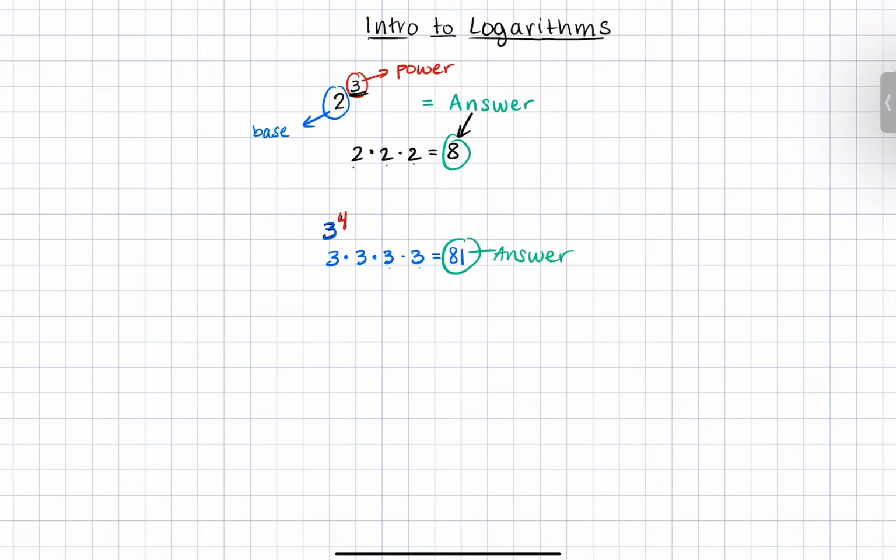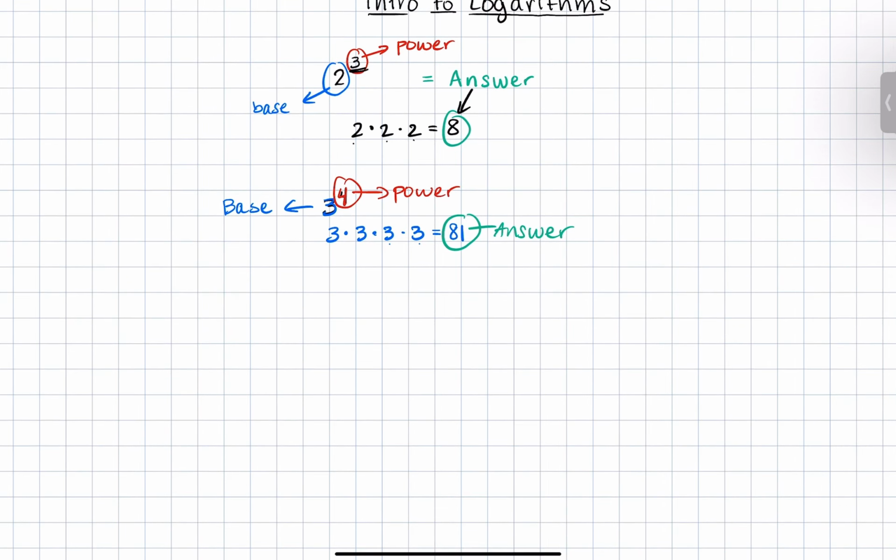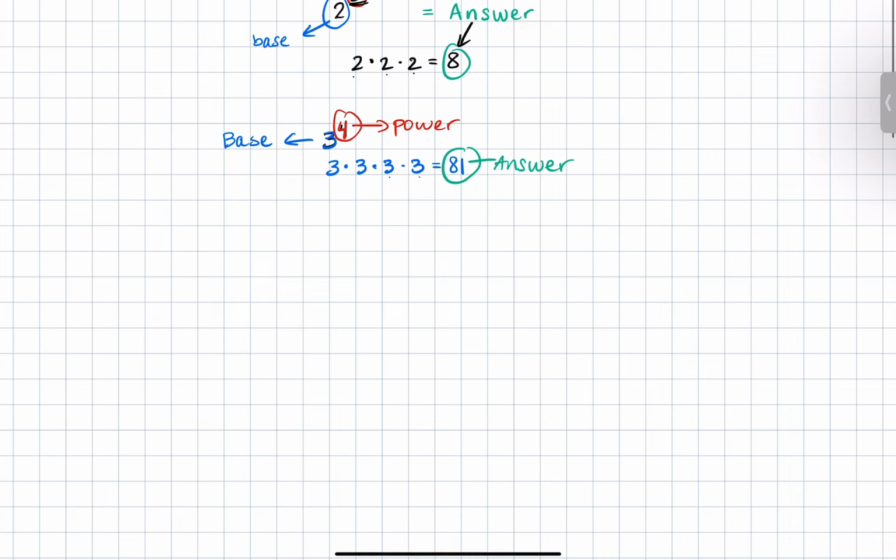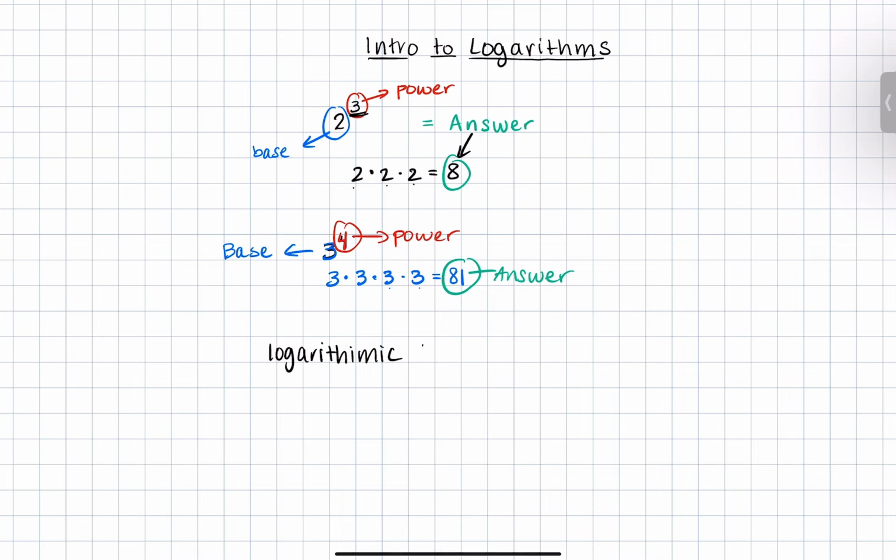This is our power here. The number 4 is our power. And number 3 here is our base. Great. Now, let's put this into logarithm format. So our log format, logarithmic format.